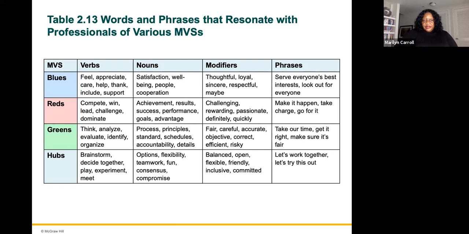So here's all the verbs, the nouns, the modifiers, and the phrases that help us to identify blues, reds, greens, and hubs. If you're working in a team, I would take a chart like this and keep it there. And I kind of map out who are my blues, my reds, my greens, and my hubs. It would give me some kind of way of knowing who I'm working with.